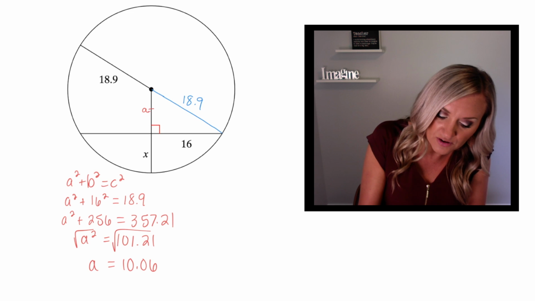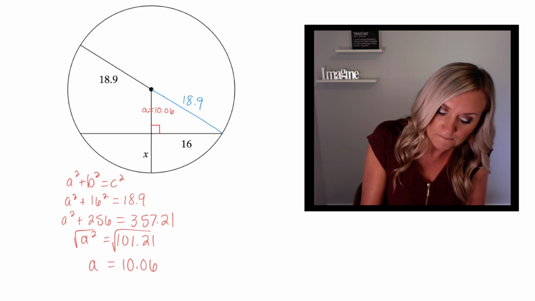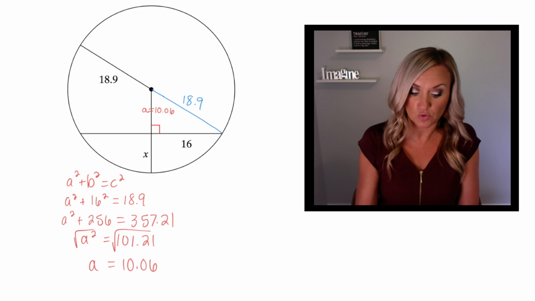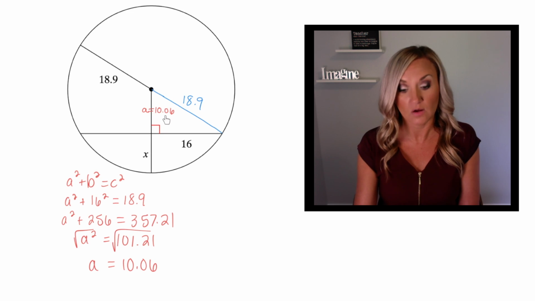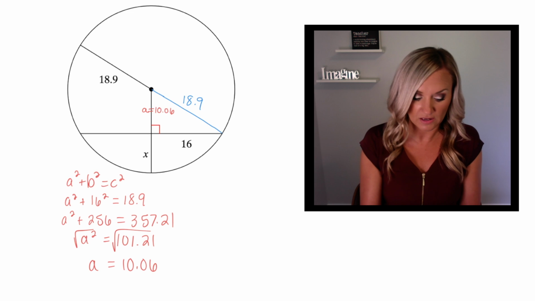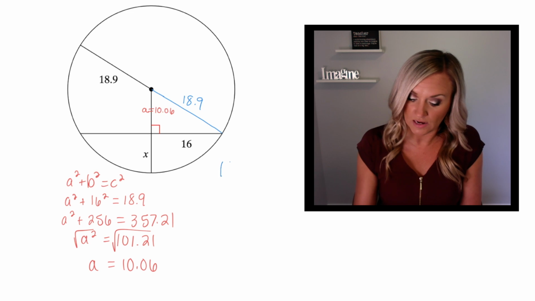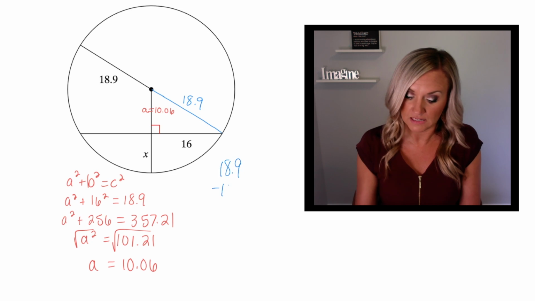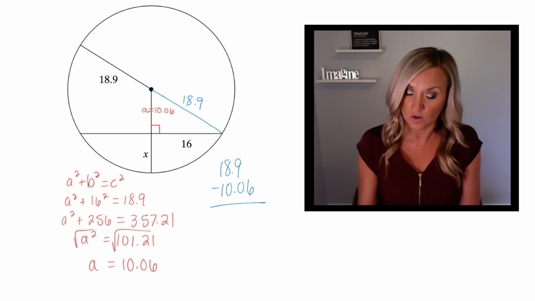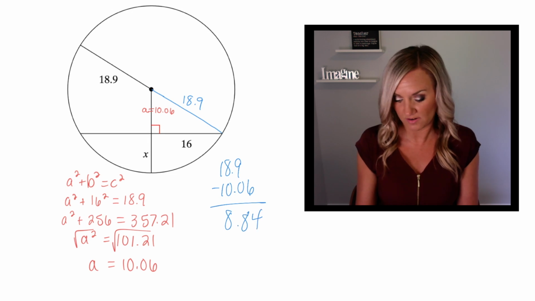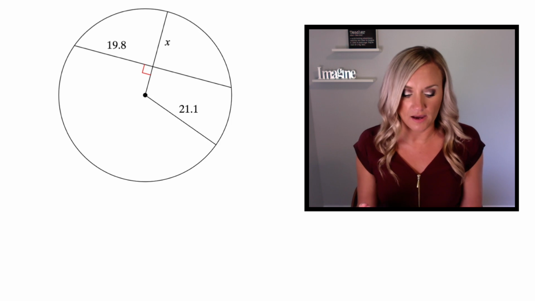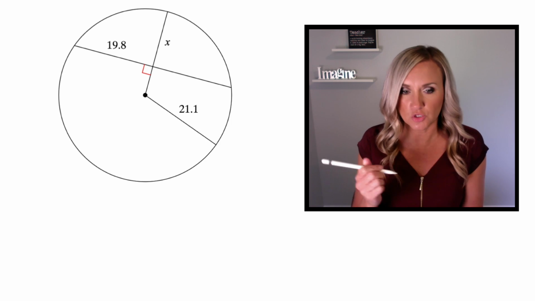Now that we've found what a is, we can subtract it from the whole radius. 18.9 minus 10.06 will give us a final answer of 8.84. And there's x.